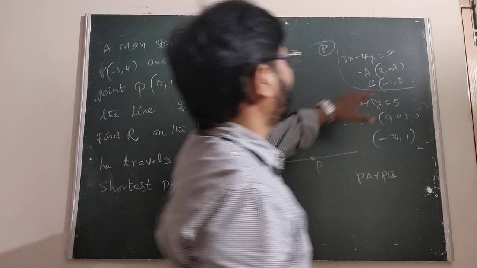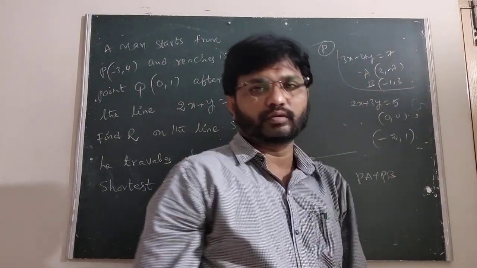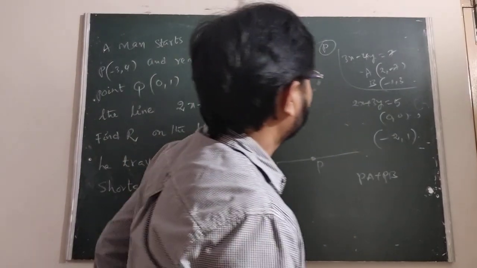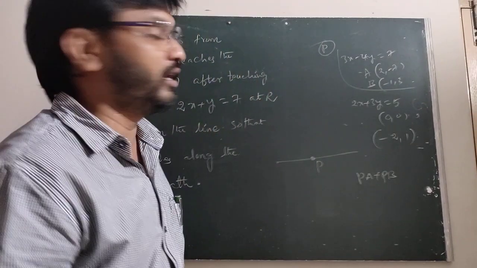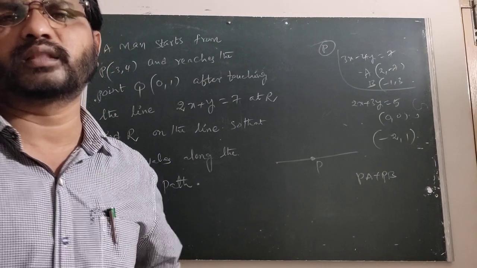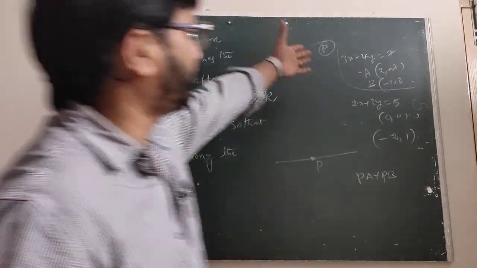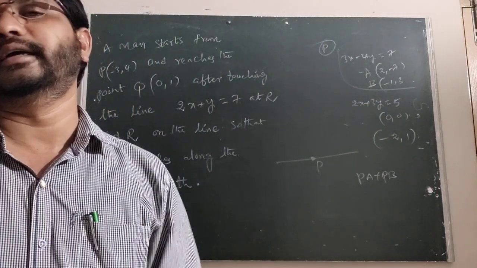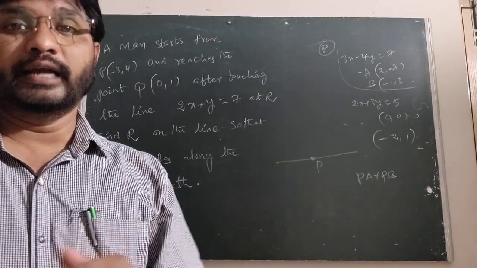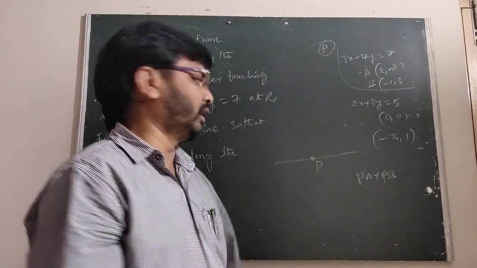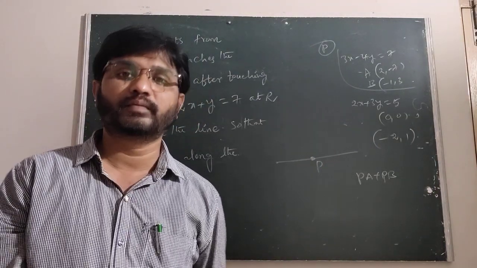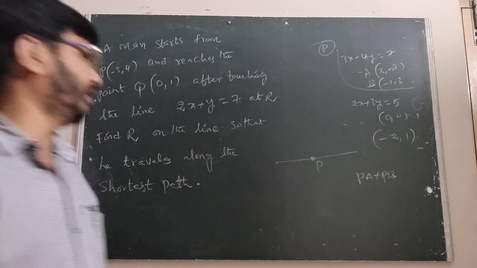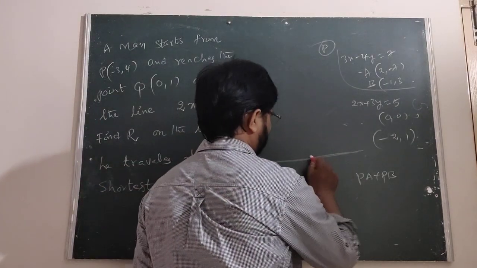Here A and B are two points in the plane of the line 3x minus 4y equal to 7, and P is a point on the line. What is the minimum distance of PA plus PB? So how to find the minimum distance? It is a very important concept.